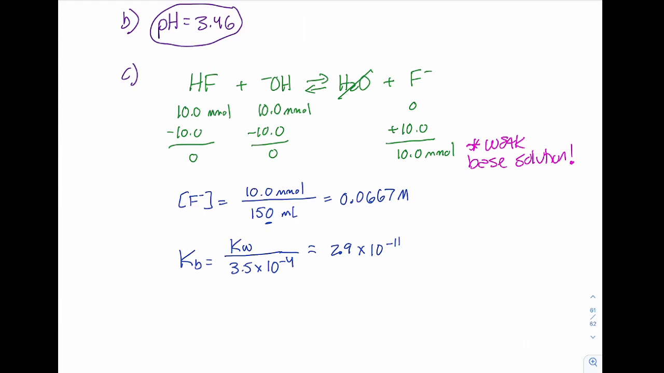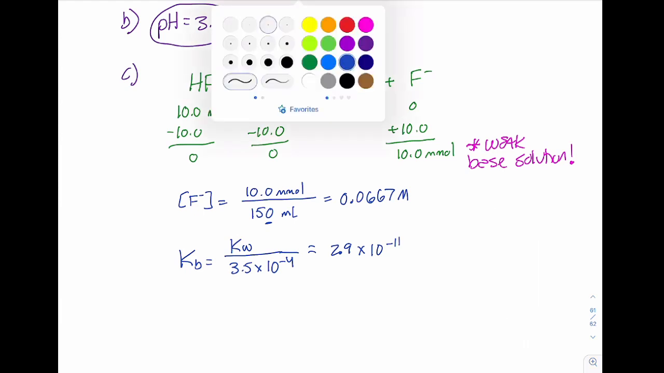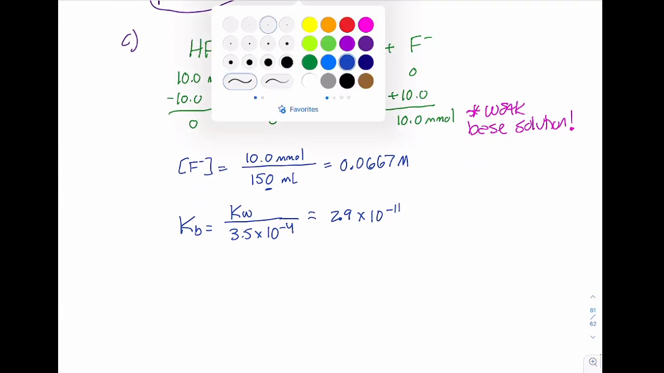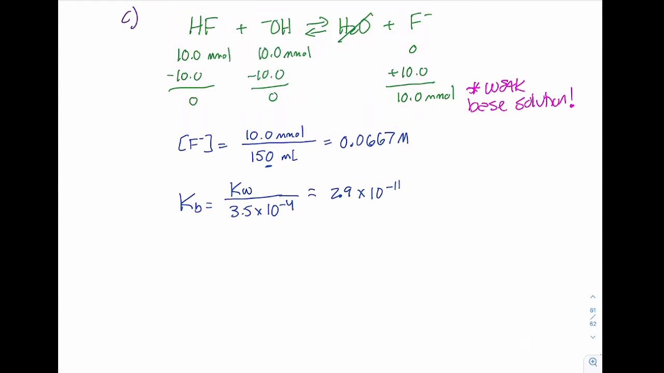So we would write our base dissociation equilibrium equation. We would set up our ice table. We would plug those into my Kb expression. And I'm going to shortcut this part a little bit. I am going to write my expression. So plus water going to hydroxide ions plus the conjugate acid. Right, and then we would plug our numbers in. So my concentration, 0.0667 molar, doesn't have one, 0 and 0.